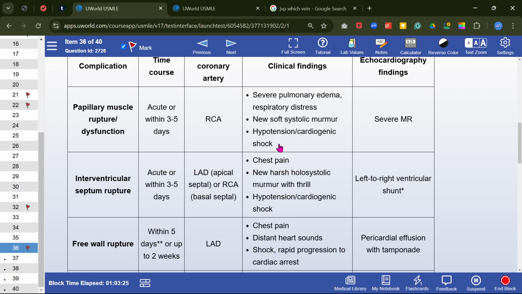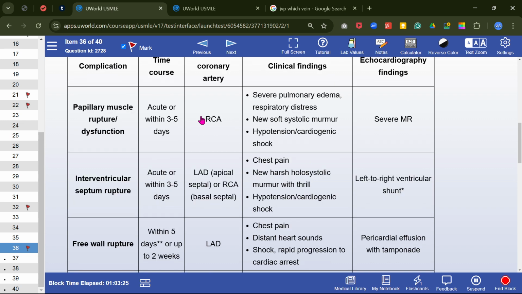It causes a left to right shunt. And a free wall rupture occurs within 5 days up to 2 weeks, and it is LAD. It presents with chest pain, distant heart sounds, shock, rapid progression to cardiac arrest, and pericardial effusion with tamponade.